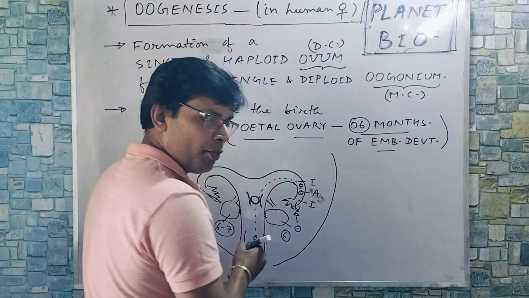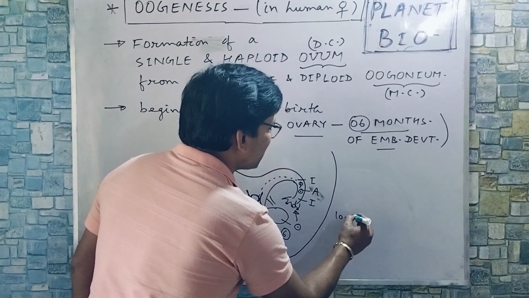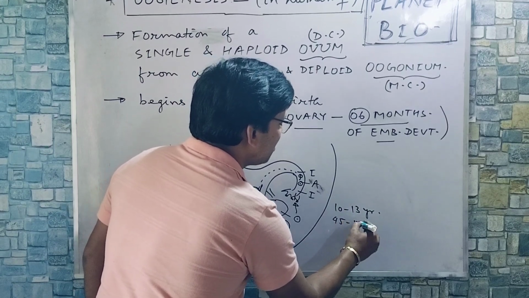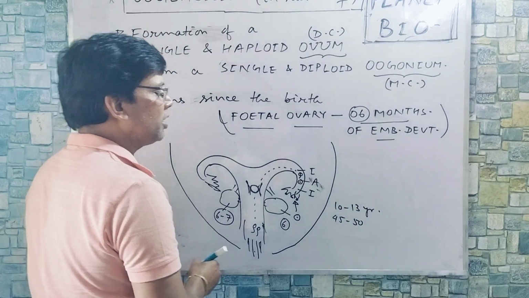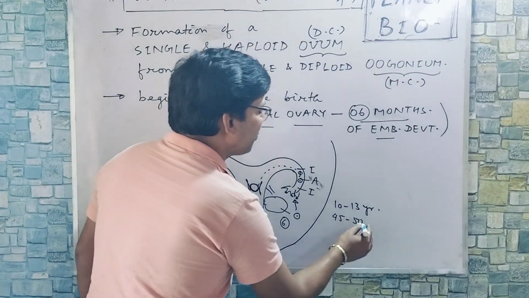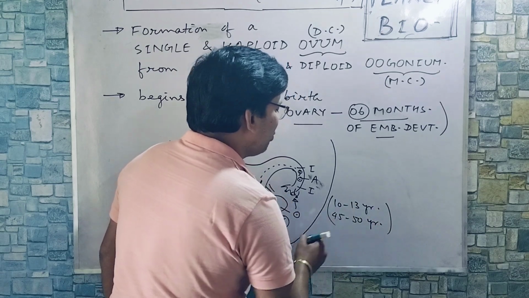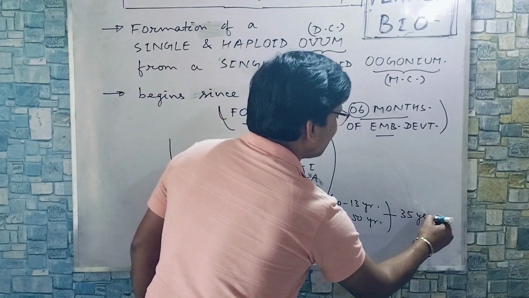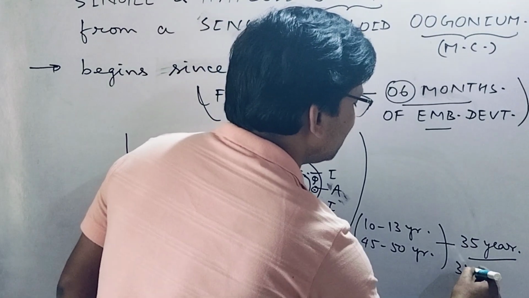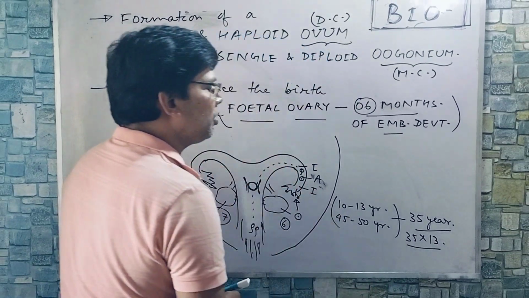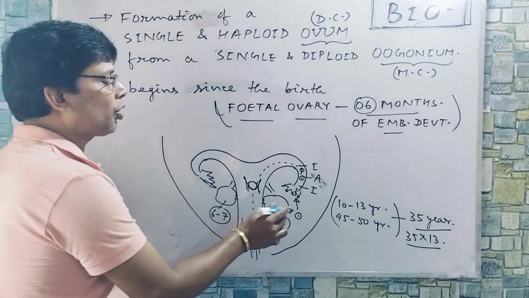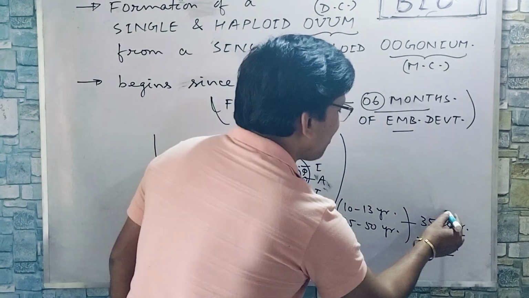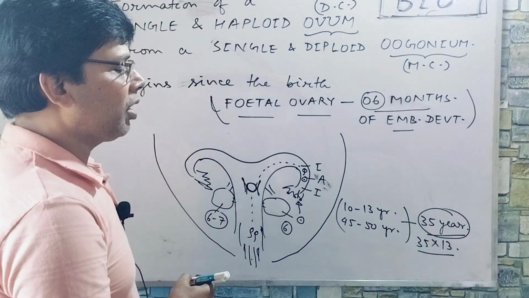And from menarche to menopause, menarche means onset of menstrual cycle, 10 to 13 years of age. And then it will stop. Onset of menstruation, 10 to 13 years of age. And stoppage of menstruation, 40 to 55 years of age. So this duration is of 35 years on an average. 35 into 13. Every year there would be a production of 13 ova, 6 from an ovary and 6 to 7 from another ovary. So 35 years is the reproductive age for a female.